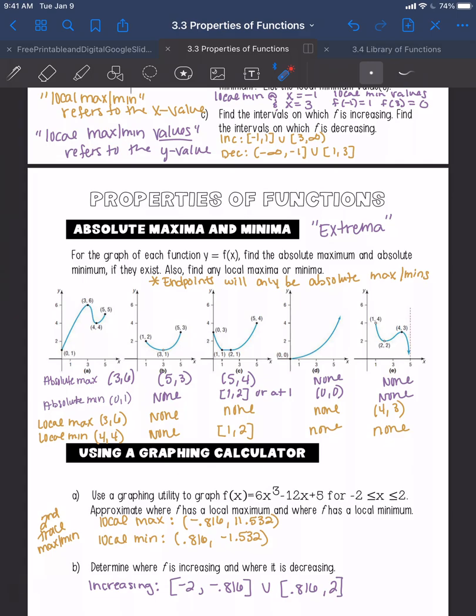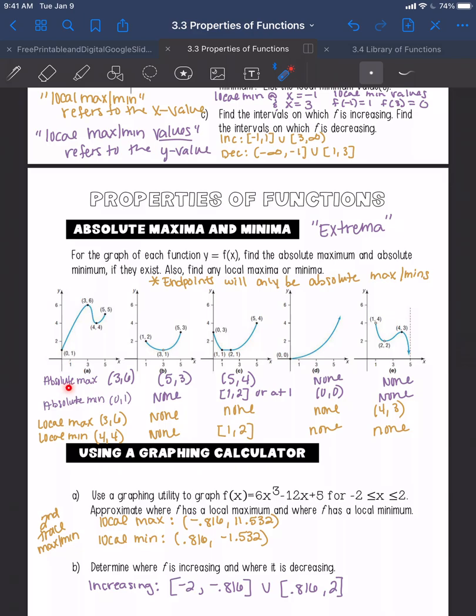And last here we have absolute maxima and minima. Sometimes that's called extremes or extrema. And it's exactly what it sounds like. It's the absolute largest point on the graph or the absolute smallest point on the graph. There's not multiple absolute max and mins.